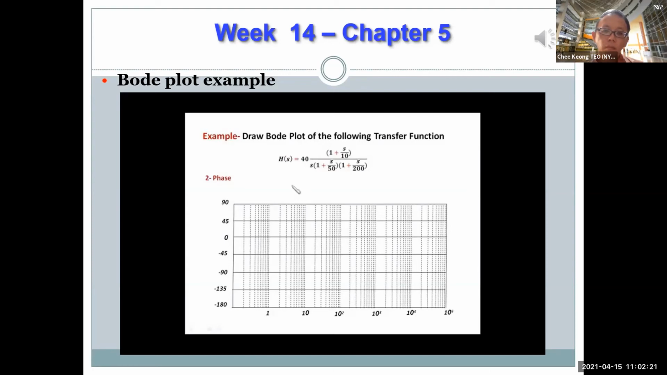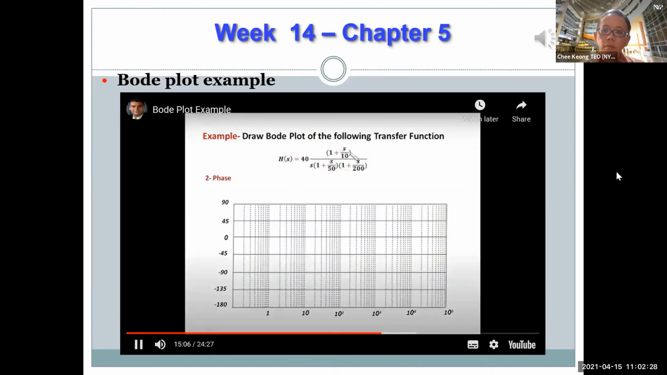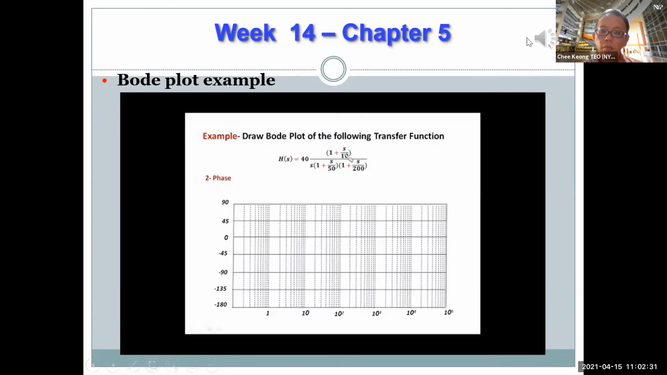So I will start with the zero. The zero basically says that we're going to go 90 degrees starting from a decade before the corner frequency. So the corner frequency is located at 10, I'm going to go a decade earlier, which will be 1. And then I will go 90 degrees in 2 decades. So the straight line will be 45 degrees per decade. So from 1 to 100, I will go 90 degrees, such that at the corner frequency, I will read 45 degrees. So let me show you how the plot will look. If you do the plot, that's what you have.